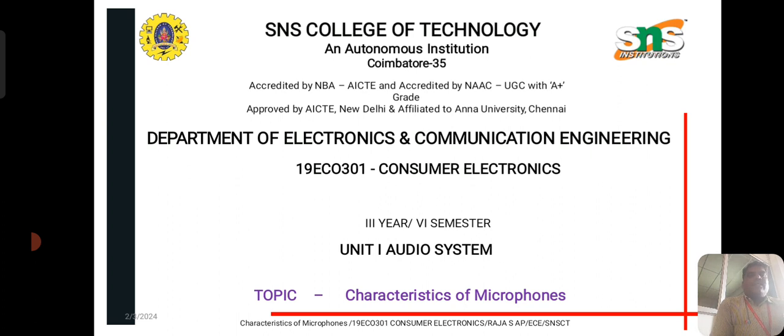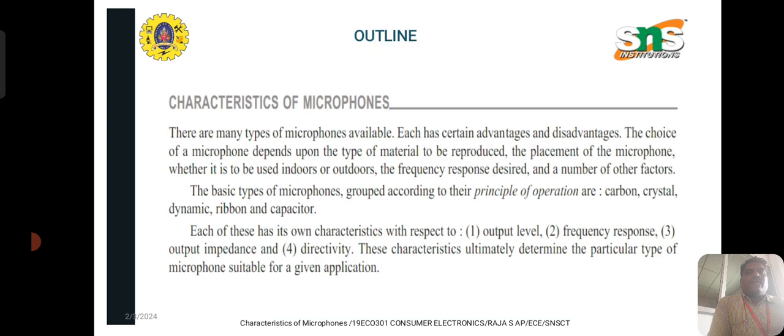So in this YouTube video, we are going to see the various characteristics of microphone. So how the microphones are working and what are the necessary characteristics of microphone we are going to see. There are four important characteristics of microphone. The first one is the output level, the second one is the frequency response, the third one is the output impedance, and the fourth one is the directivity.